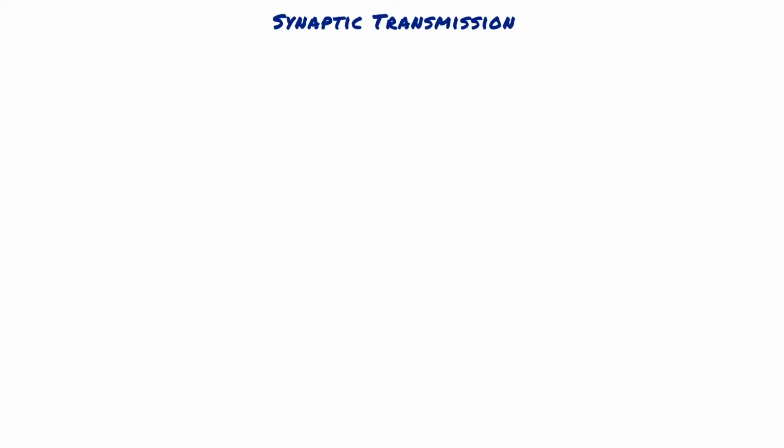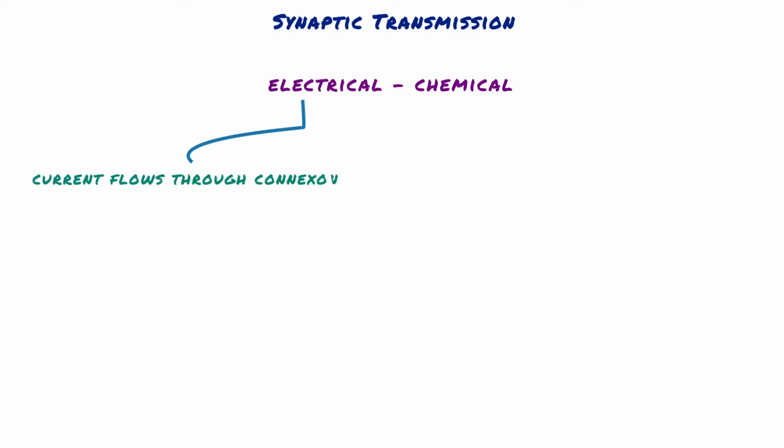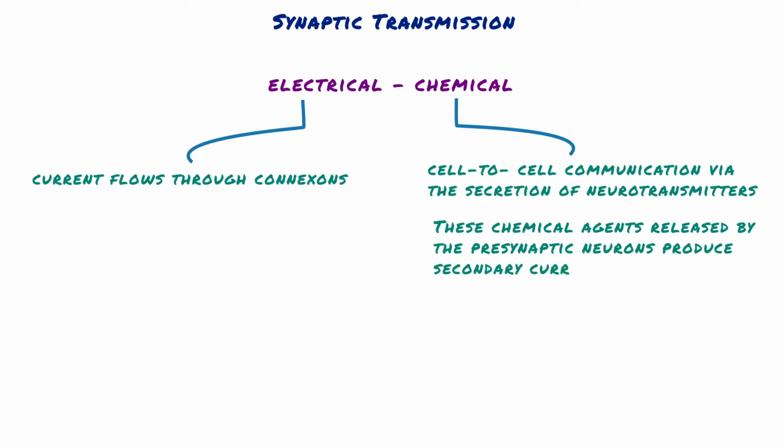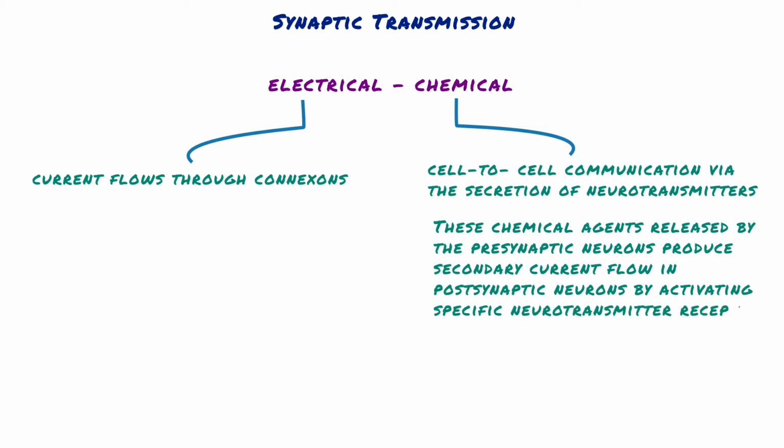Two different types of synapses, electrical and chemical, can be distinguished on the basis of their mechanism of transmission. At electrical synapses, current flows through connexons, which are specialized membrane channels that connect two cells at gap junctions. In contrast, chemical synapses enable cell-to-cell communication via the secretion of neurotransmitters. These chemical agents released by the presynaptic neurons produce secondary current flow in postsynaptic neurons by activating specific neurotransmitter receptors.